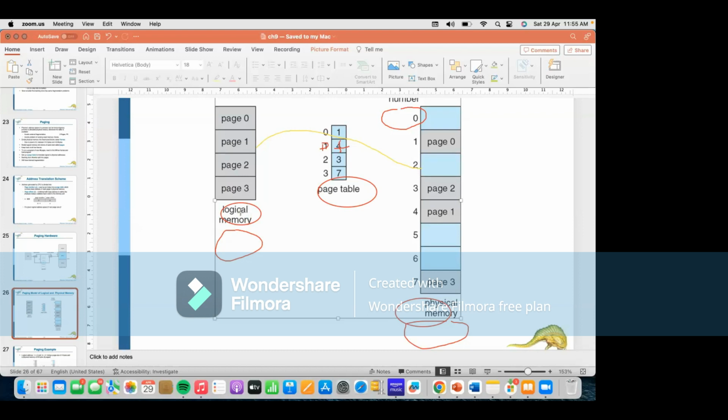Logical memory is only for the CPU's assumed memory. So what is there in between to establish the relationship between logical memory and the actual memory? What is in between? Please tell me. The page table. The page table establishes the relationship between the logical pages and where they should be available in the main memory. This is very, very important.